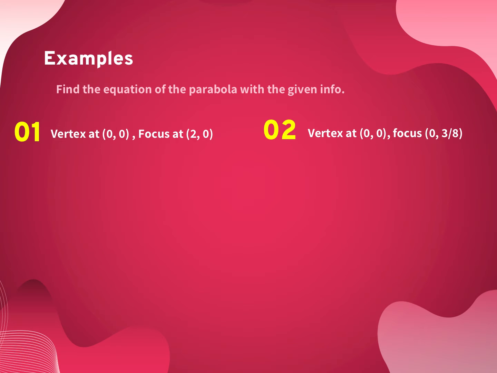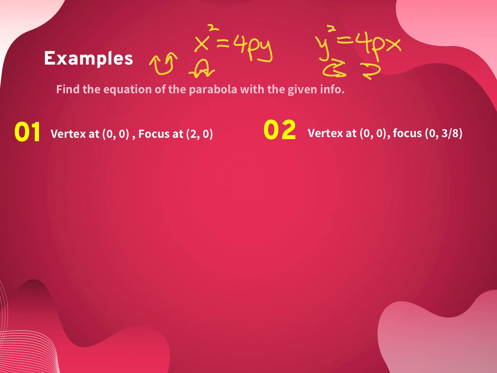So it says to find the equation of the parabola with the given information. Now, notice both of these, numbers 1 and 2, the vertex is at the origin. So I can use the simpler of the two formulas. So I'm going to either use x squared equals 4py or y squared equals 4px. Remember the x squared, this is the U or the upside down U, and this is the C or the backward C.